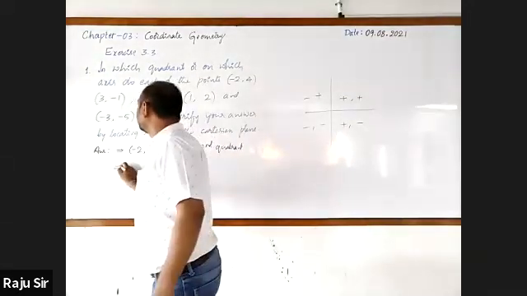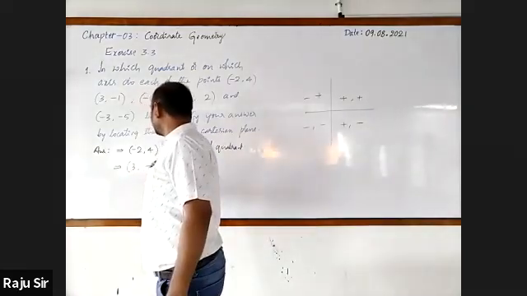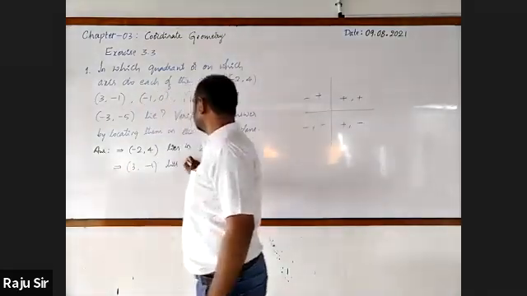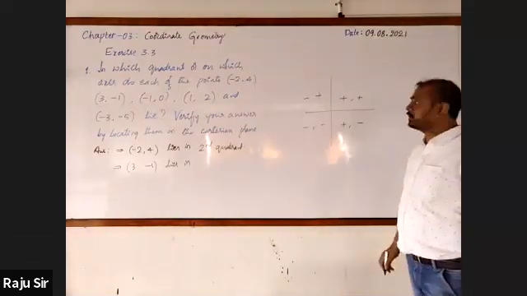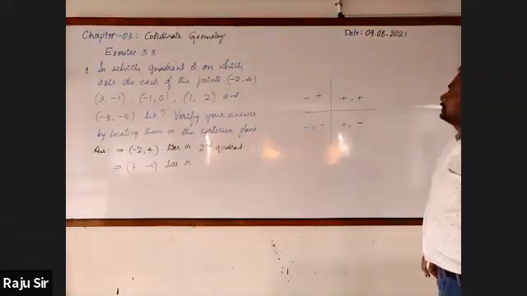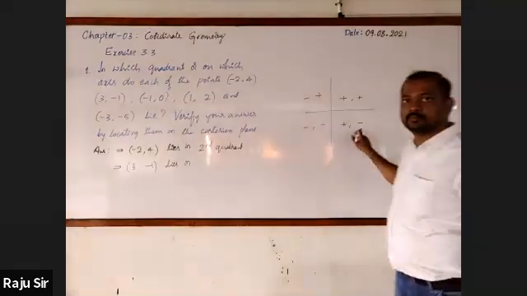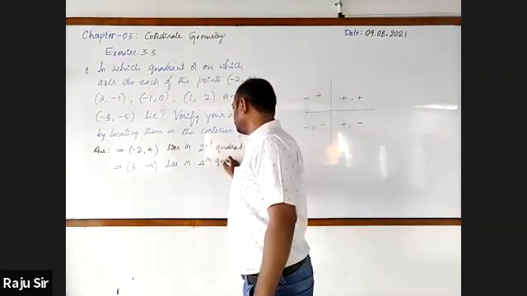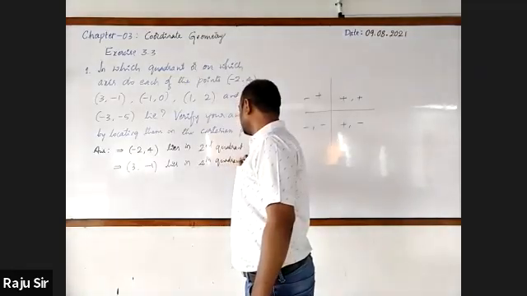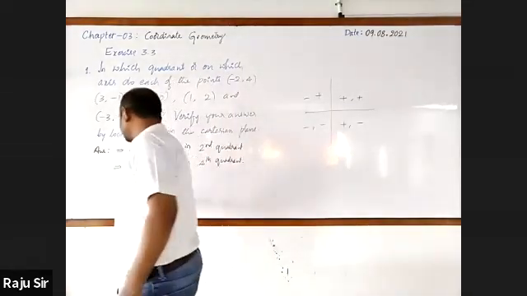Prithviraj, next point. (3, -1) lies in which quadrant? The x value is positive and y is negative, so it is the fourth quadrant.